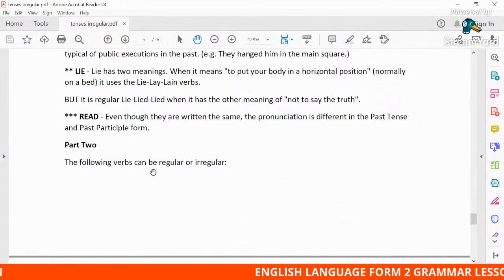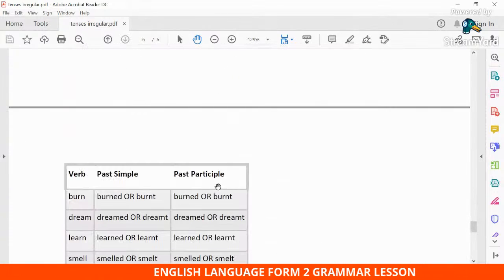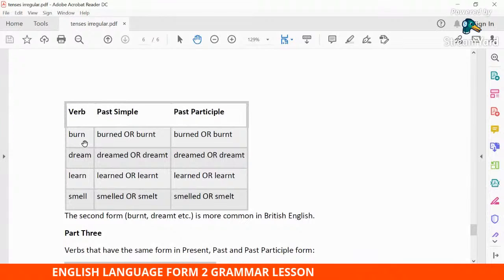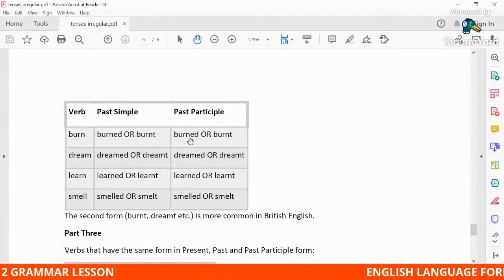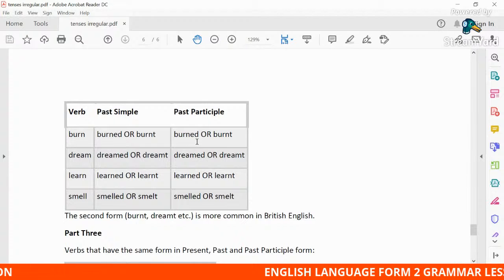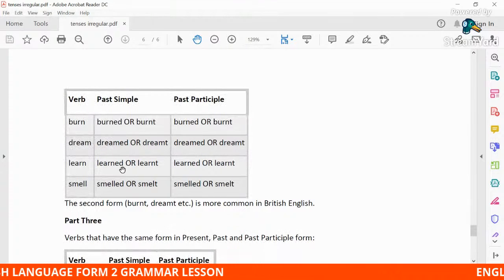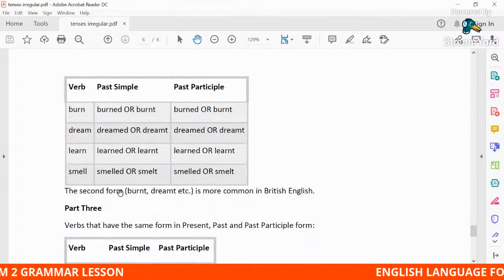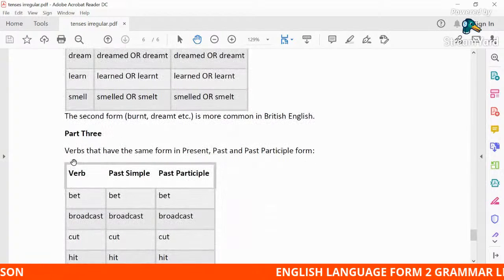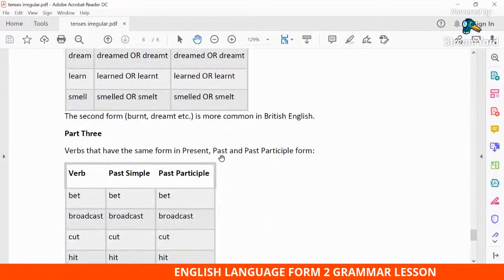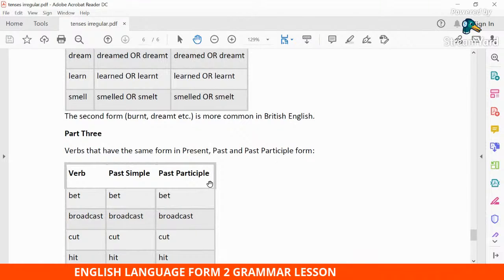Okay, part 2. The following verbs can be regular or irregular. Example, burn: the past tense can be burnt or burned, -ed or -t, and the past participle is also the same, -ed or -t. Dream is also the same, -ed or -t. Learn can be -ed or -t, and so on. Okay, part 3, verbs that have the same form in present, past, and past participle.